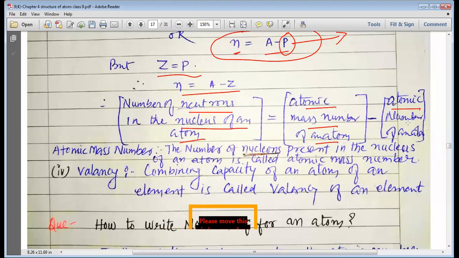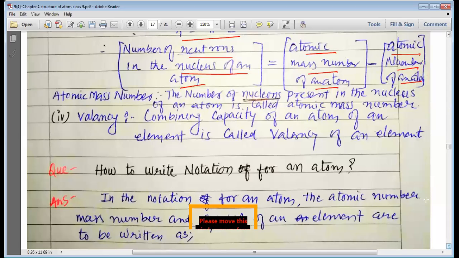Please remember that number of neutrons is equal to A minus Z. Your A is atomic mass number and Z is atomic number, and that is why we can say that number of neutrons in the nucleus of an atom is equal to atomic mass number A minus atomic number Z. This is very interesting to study. Please learn these equations.